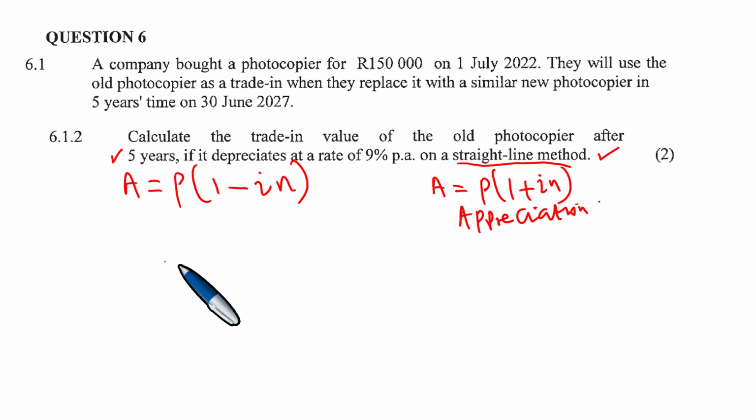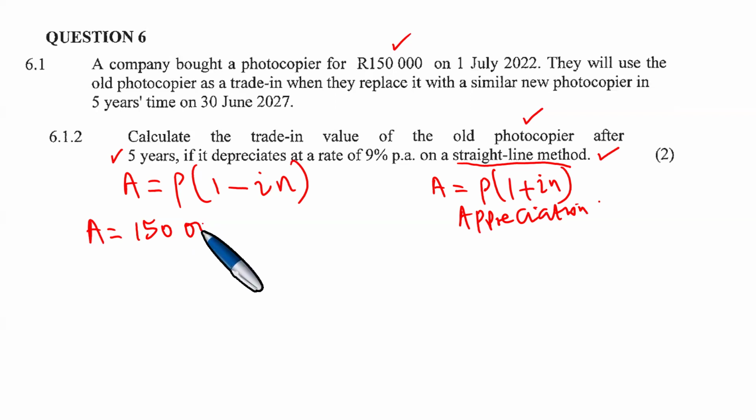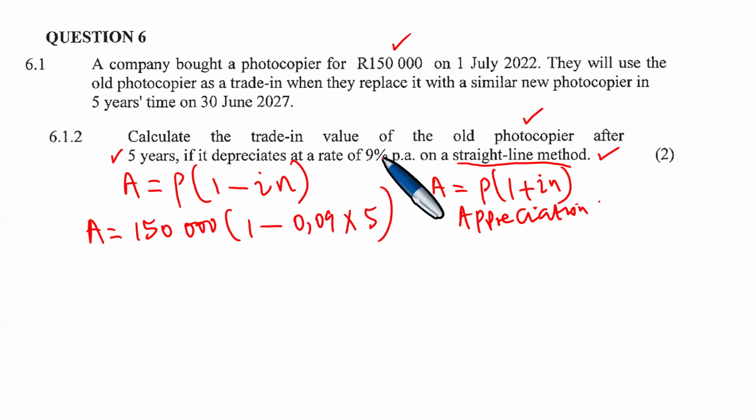Which means the trade-in value of the old photocopier, now the old photocopier was bought at 150,000. So 150,000 times 1 minus 0.09 by what? 5 years. You take the 9%, divide by 100, and you get 0.09. You multiply, therefore, by 5.